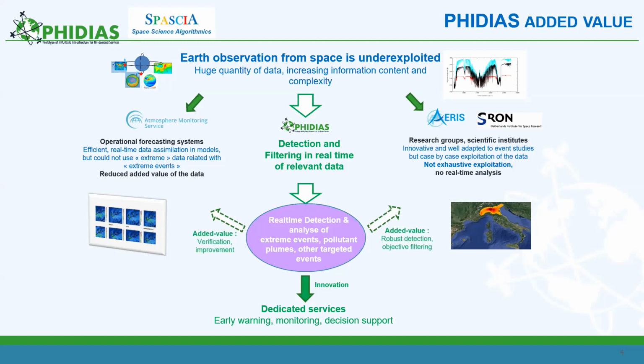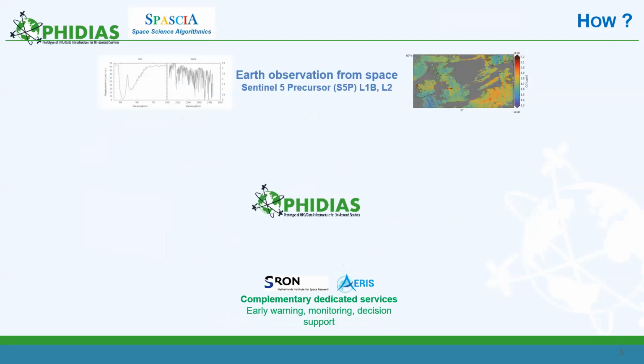And so the goal of PHIDIAS is to propose such detection and filtering based on intelligent screening in order to select the useful data oriented to the extreme event. The goal is, of course, probably to be able to develop dedicated services, but this should provide also added value to the operational use and scientific use of the data. How could we do that?